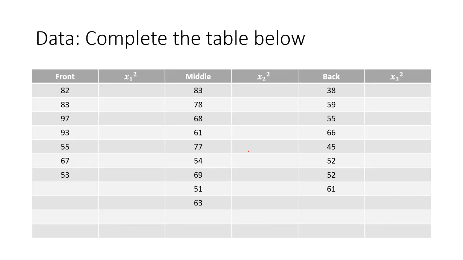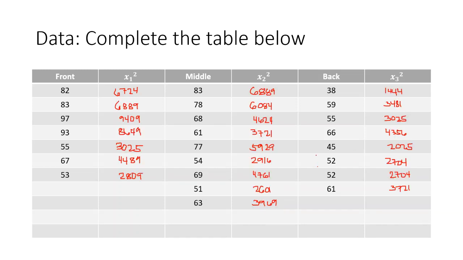The first step was to identify the hypothesis. The second step is to complete this table. We have here the data for the front, middle, and back. We just have to find the square of each value. The square of 82 is 6724. You just have to write it in our table, and then write all the squares of the other values in the table.